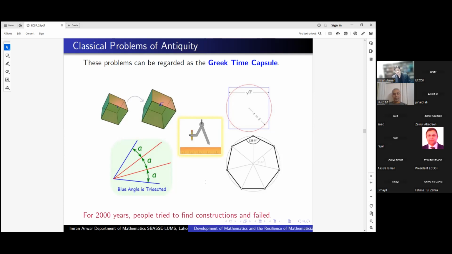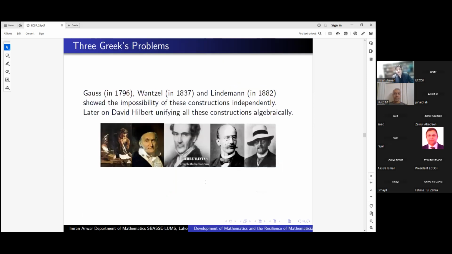By the way, these problems are known as the problems of antiquity. If one would like to search on Wikipedia, they can find them. And the Greeks passed it on, and later on Gauss gave an answer.